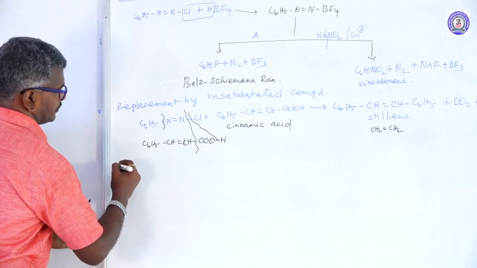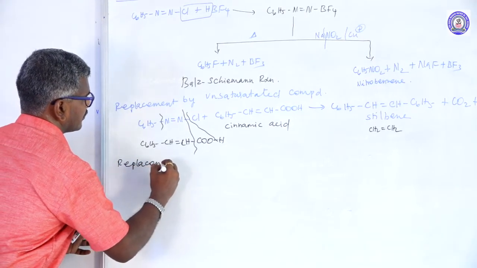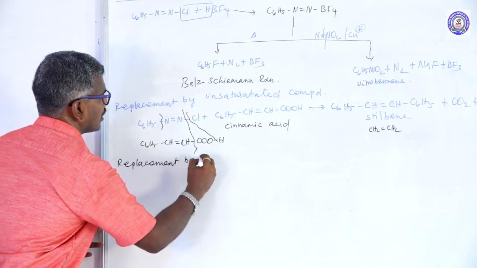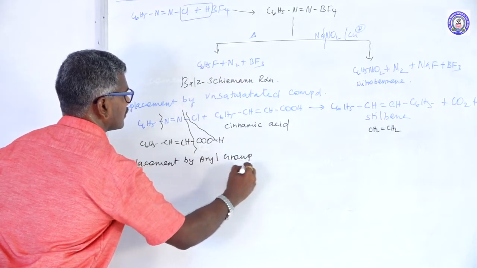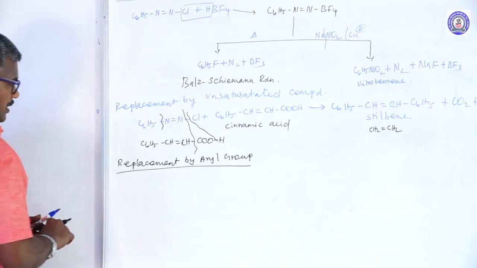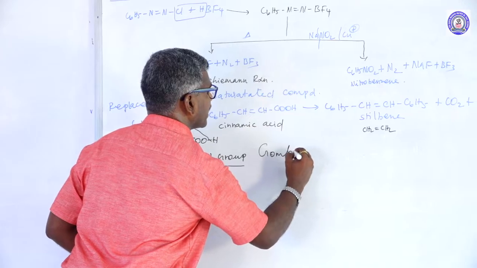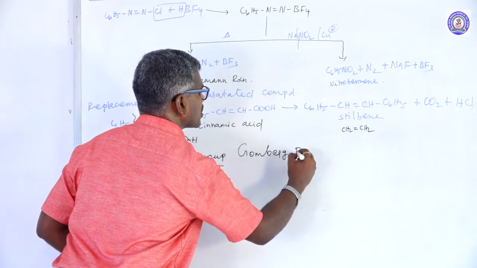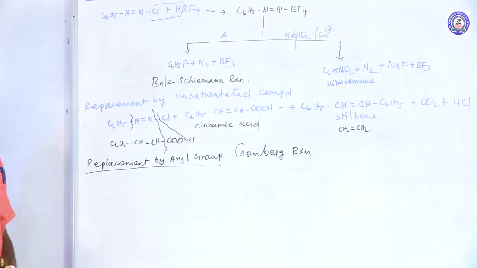Another method, replacement by an aryl group. This reaction is known as the Gomberg reaction. The Gomberg reaction follows the free radical mechanism.